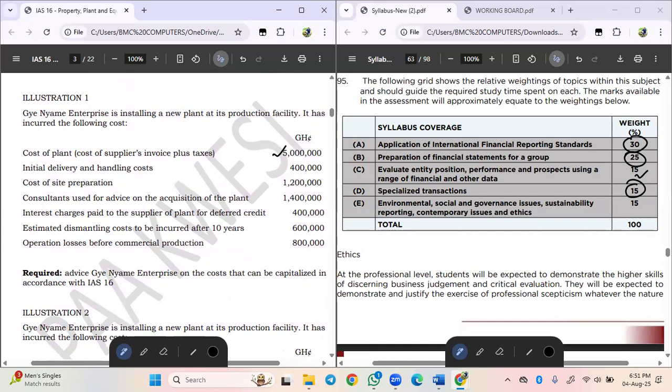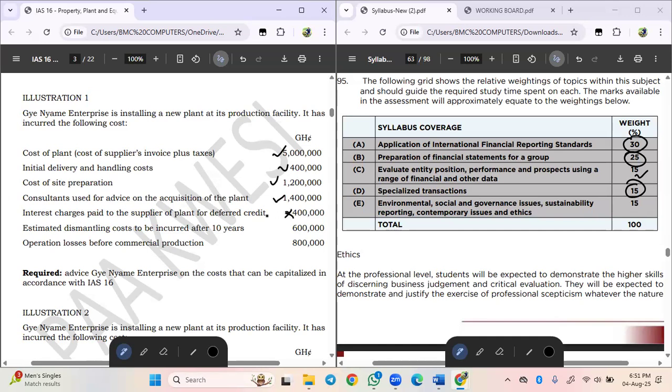Initial delivery and handling cost is part. Okay, the site preparation is part. All right. The consultant is what? Professional fees. Okay, so that one is part. Interest charges paid to the supplier of the plant for deferred credit. This one is not part.